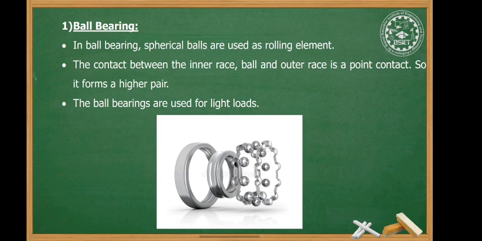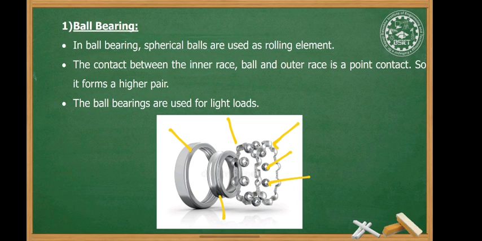So first is ball bearing. In ball bearing, spherical balls are used as a rotating element. So in this figure you can see these are the spherical balls. These are the balls which are evenly placed in this cage. This outer surface is nothing but cage, and this whole assembly is fitted into these races. So this is called as outer race and this is called as inner race.